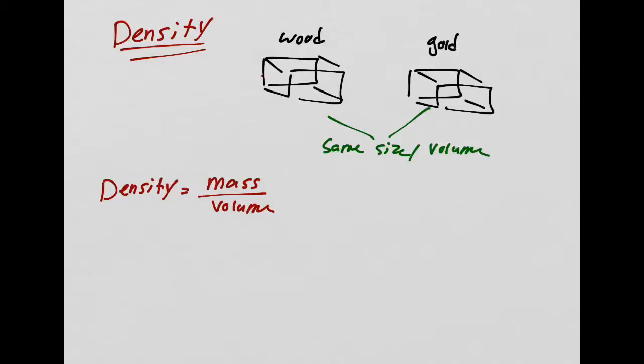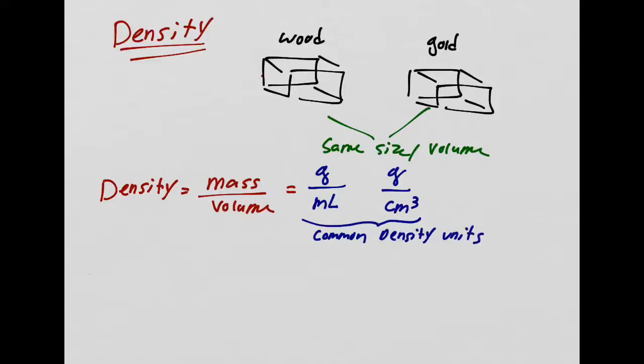Now, there are many different units for mass and many different units for volume. Any mass unit and any volume unit would do. But there are two common density units. Again, they're not the only units, but two common density units are grams per milliliter and grams per centimeter cubed.